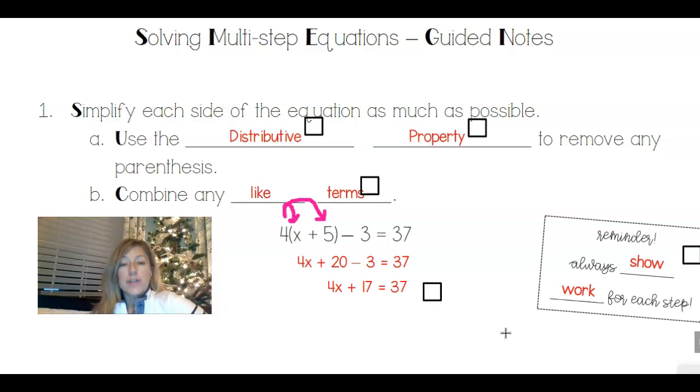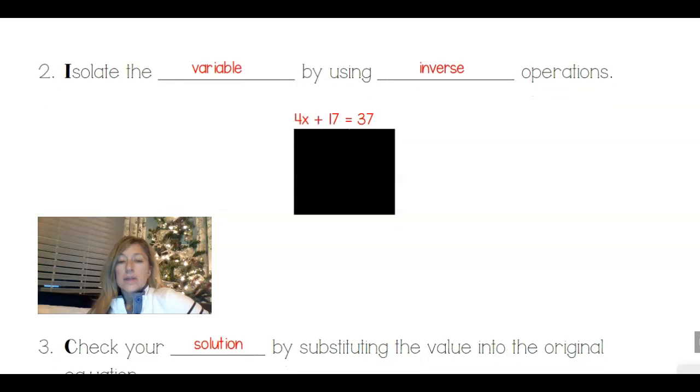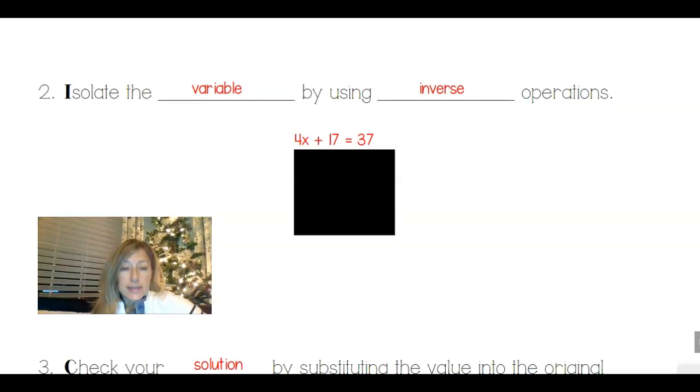Now I have a two-step equation. You already know how to do this step, but let's try this anyway. Make sure you have everything here. So this next part, you already know this, but let's write it again. Always isolate the variable, meaning get the variable by itself so we know how much one of those variables is worth, and always do that by using inverse operations.